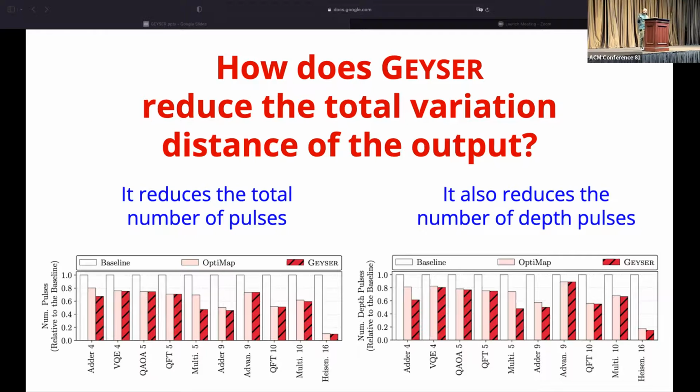So the figure on the left shows the reduction in the total number of pulses, and the figure on the right shows the reduction in the total number of pulses in the critical path, or the total depth in pulses. And we see that for both of these metrics, the reduction can be anywhere between 20 to 60%.